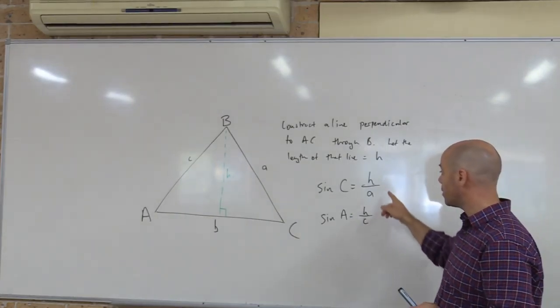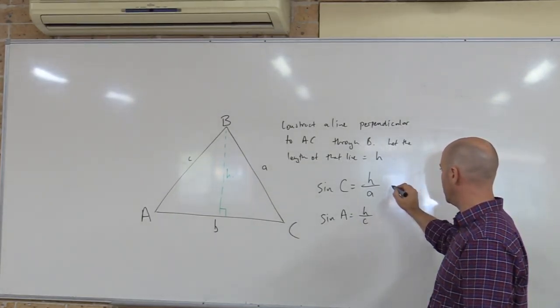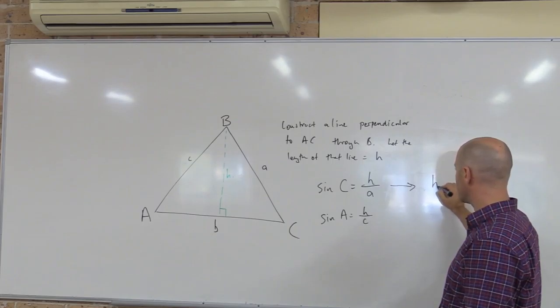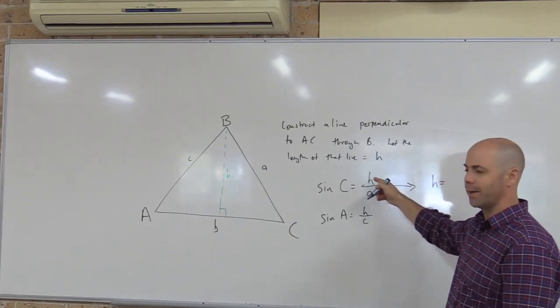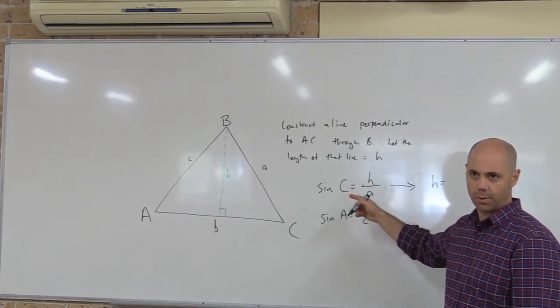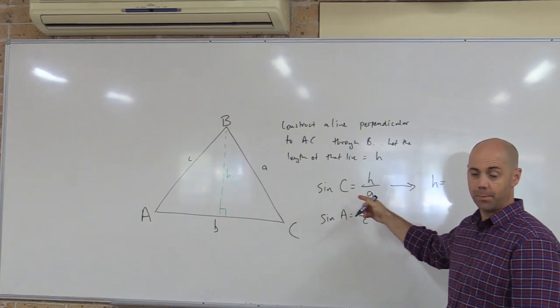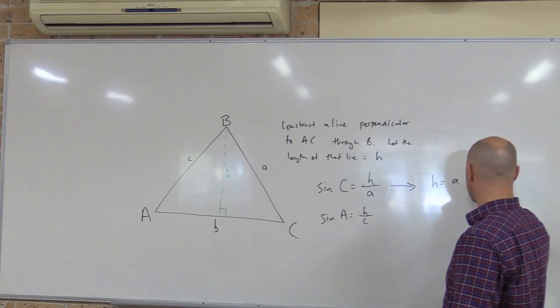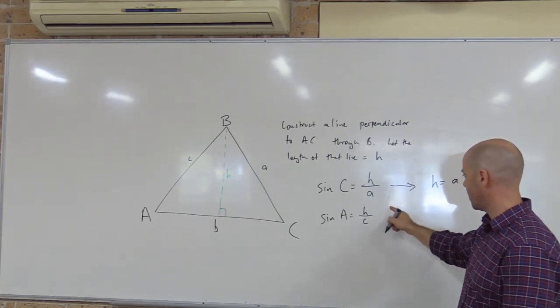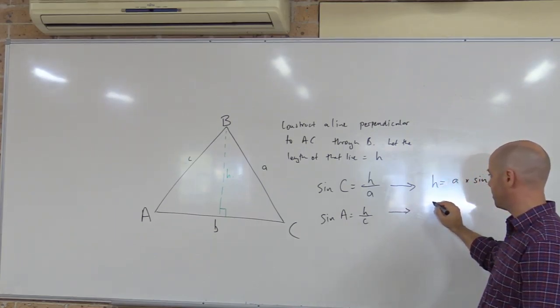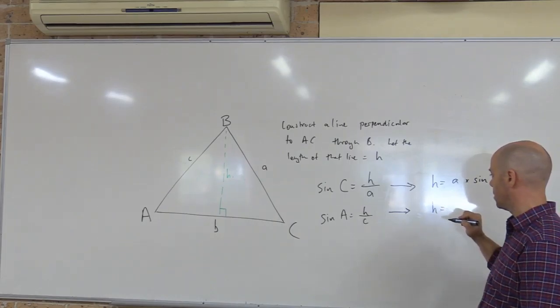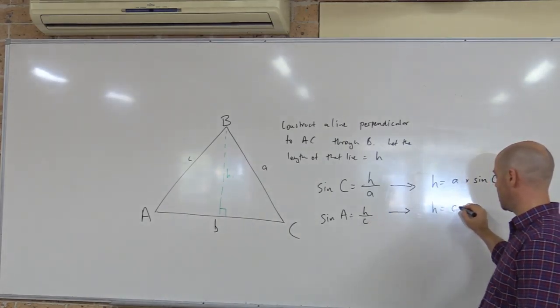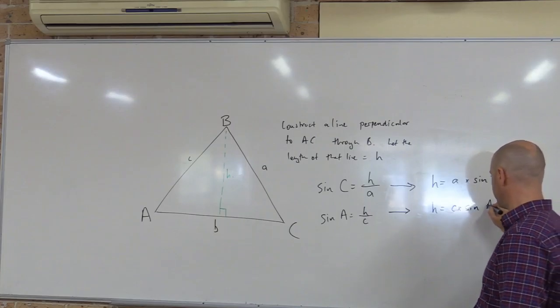Okay. Now I can rearrange these two. Let's say over here, I can rearrange this one to say that h is equal to, and if I want to get h by itself, what do I do? Multiply both sides by a. A times sine c. What about getting h by itself here? Times c. C times sine a.